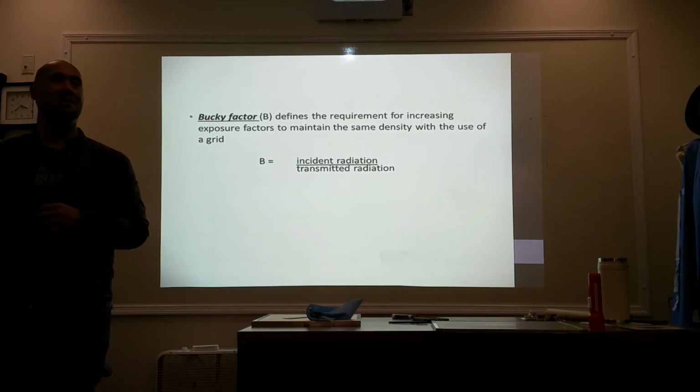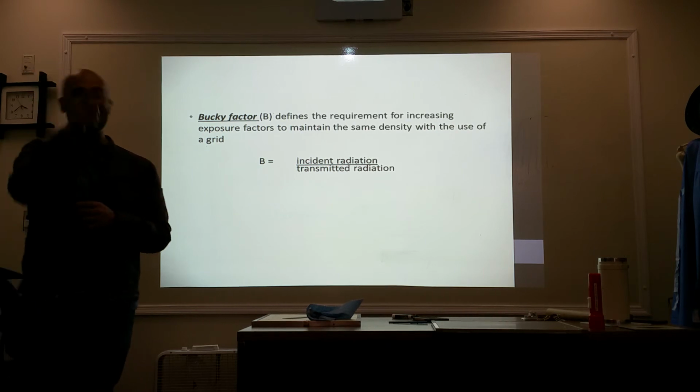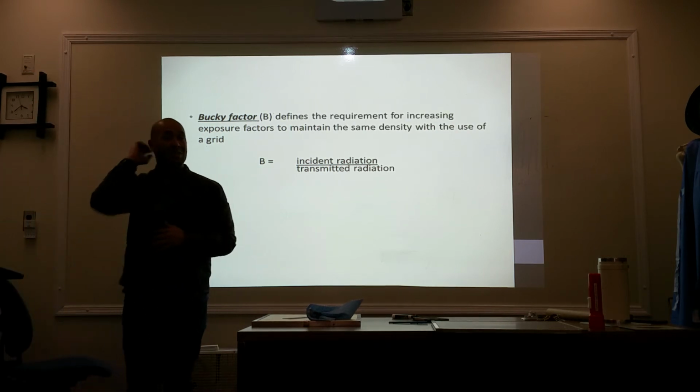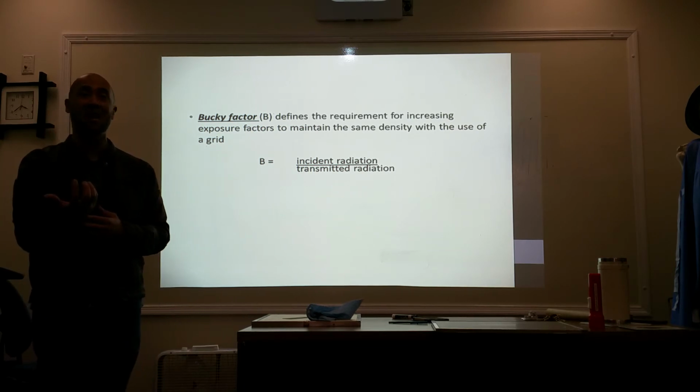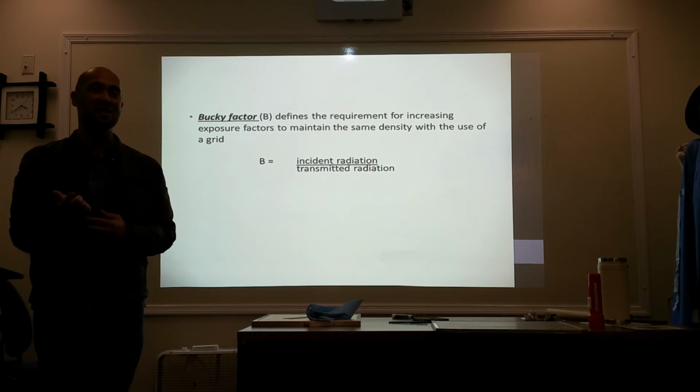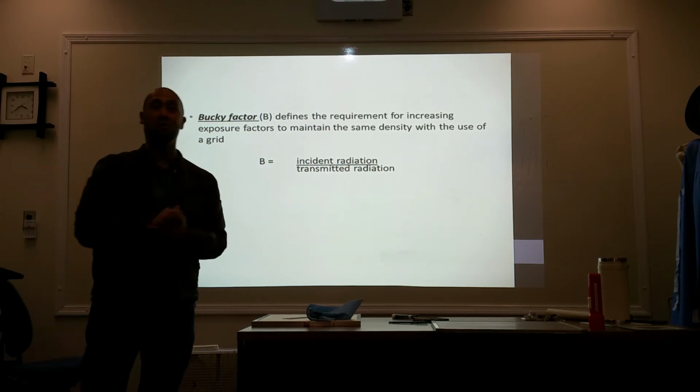Lower? Higher, yeah, well, it was 50-50, right? So it's going to be the higher grid ratio because it has a better efficiency of getting rid of scatter. It's also removing a lot of that density. So we have to use higher technical factors than you would with a lower grid ratio.